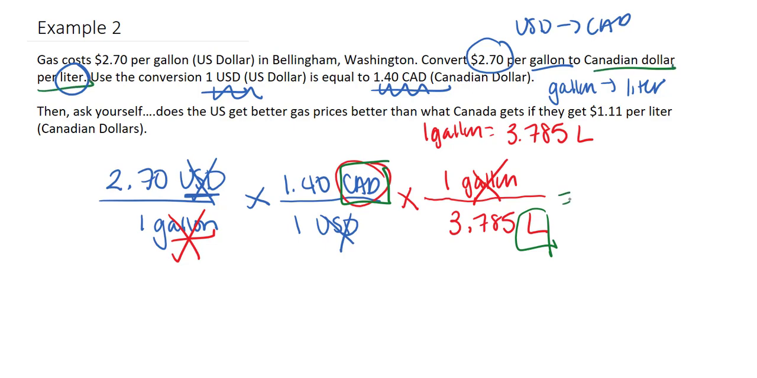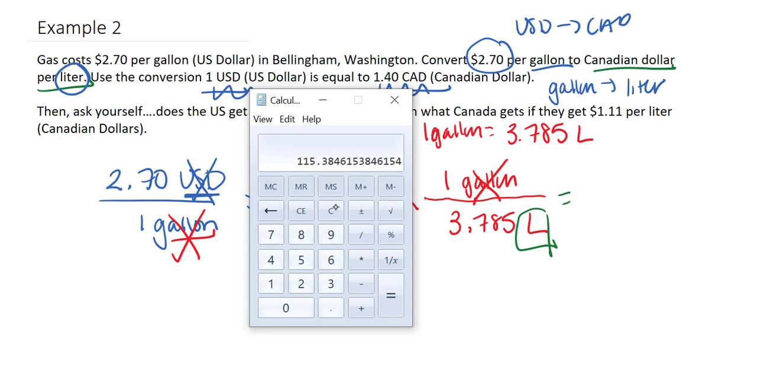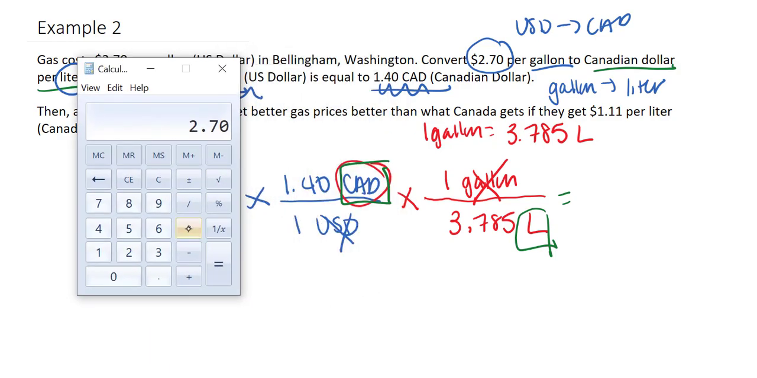So we did it. Now all we have to do is multiply and divide. So we'll get our calculators out. So we have $2.70. And then we're going to multiply it by 1.4. And we get 3.78. Then we're going to divide by 3.785. And what do we get? Well, we get 0.9986. So really close to a dollar.